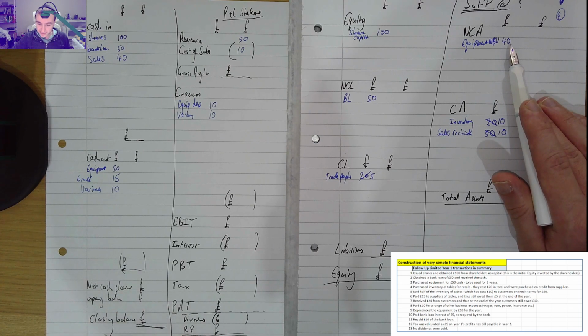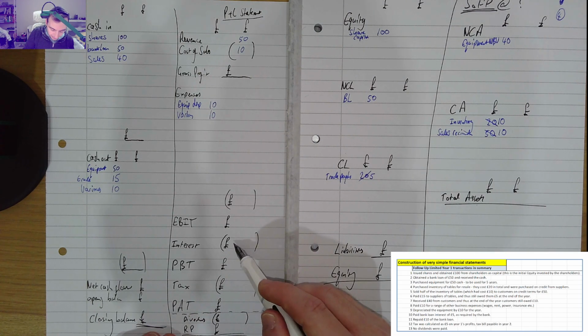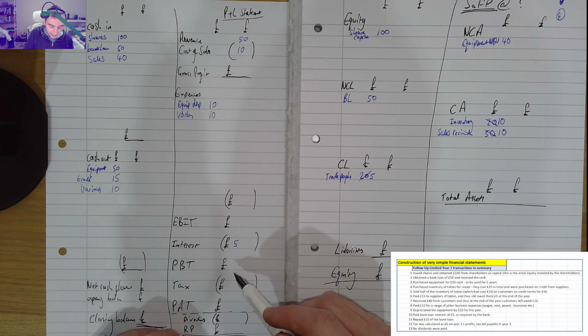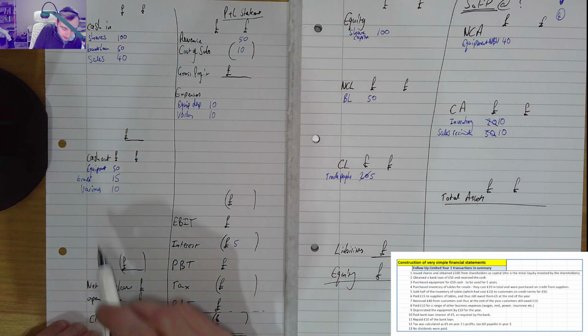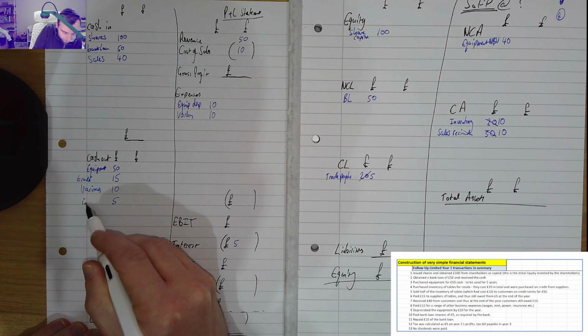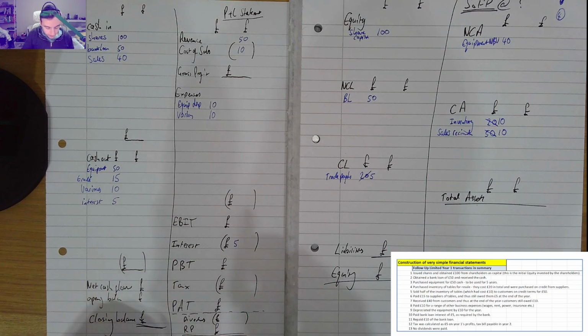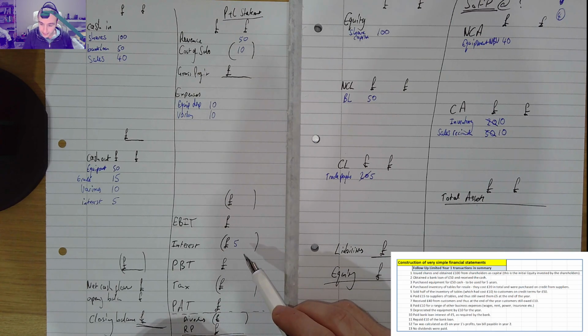Depreciate the equipment by £10 for the year. Okay. Number 10, paid bank loan interest of £5 as required by the bank. So we can put interest here, £5, but we actually paid that £5. So we can put the £5 over here, interest. Okay. Just read that again to make sure: paid bank loan interest £5 as required by the bank.